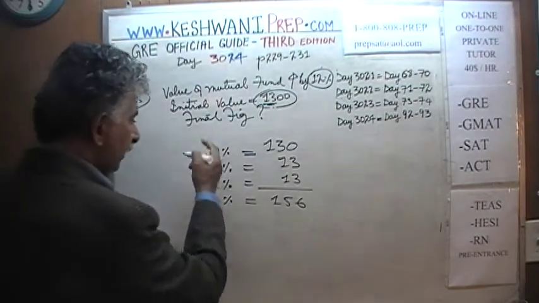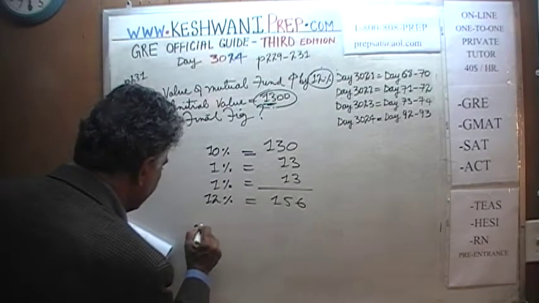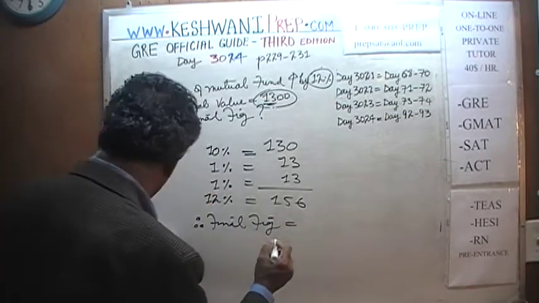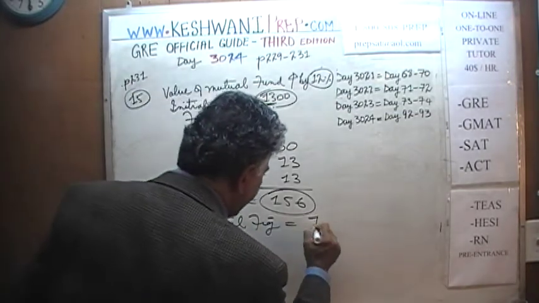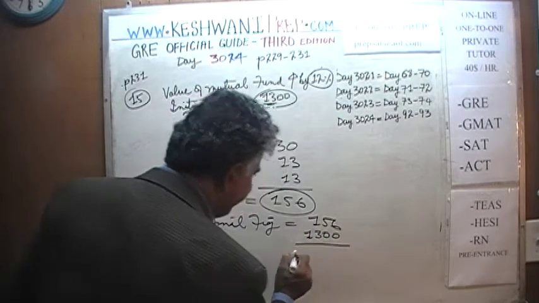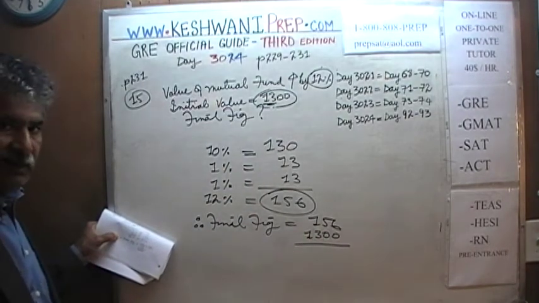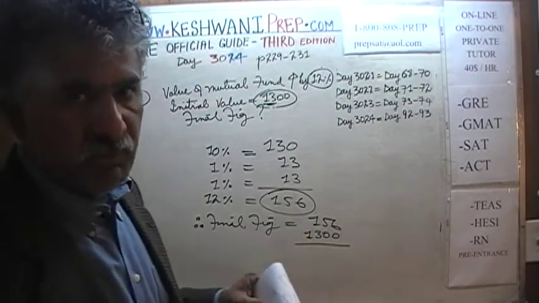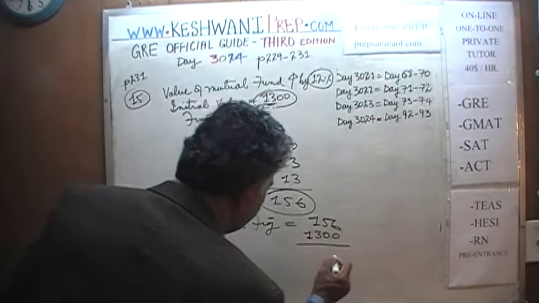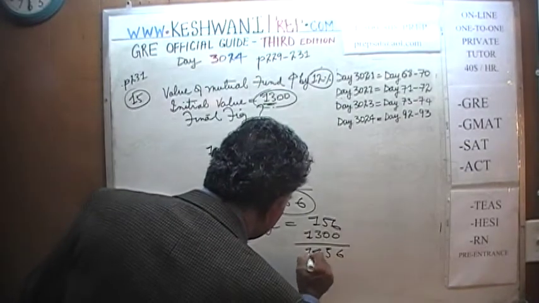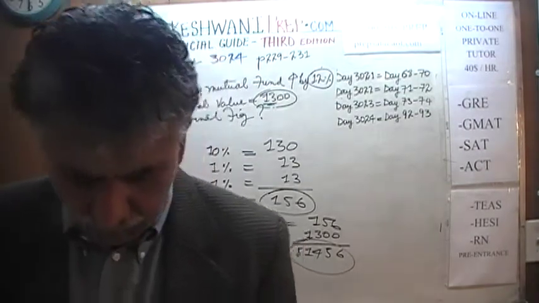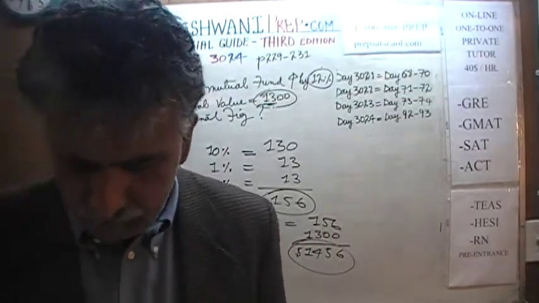Therefore, the final figure would simply be how much it went up by, 156, plus what you started out with, which was 1300. We started out with 1300 and then it increased in value by 12%, which works out to be 156. So the final figure is going to be $1,456. The value of the mutual fund now is $1,456.